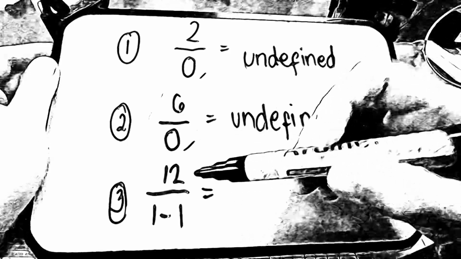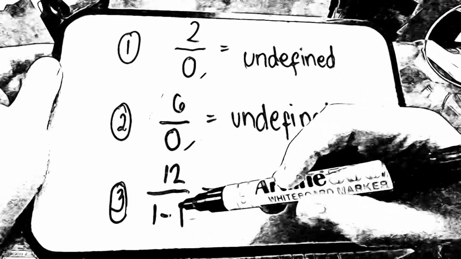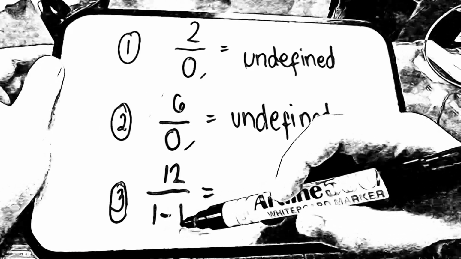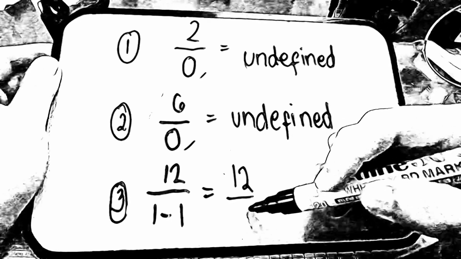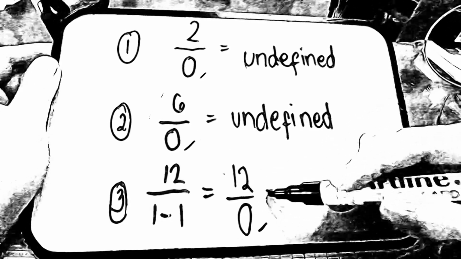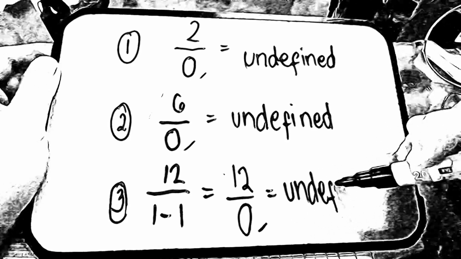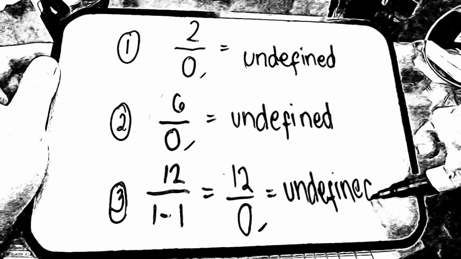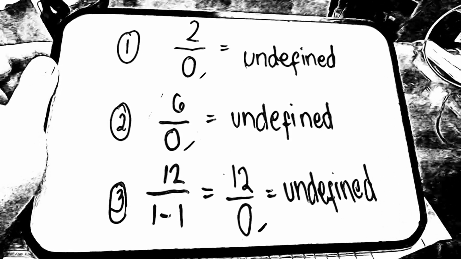Number 3, 12 all over 1 minus 1. Let us first simplify the denominator. 1 minus 1 is equal to 0. Therefore, we have now 12 all over 0. The denominator is 0, then the answer is now undefined. That is why q of x should not be equal to 0.